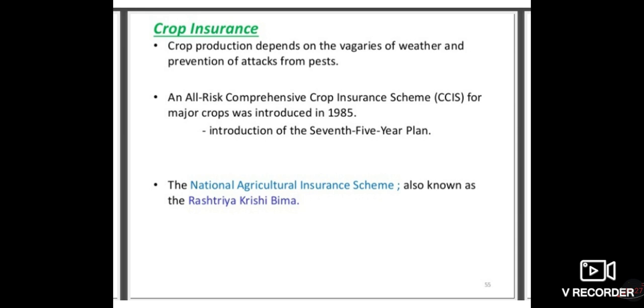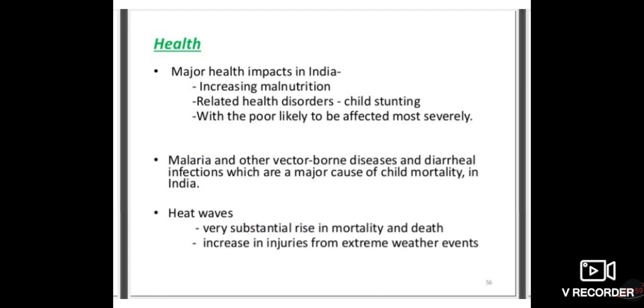Then the government has offered some insurance for the farmers. One of the main things is the all-risk comprehensive crop insurance scheme for the major crops, introduced in 1985 under the 7th five-year plan. And another one is the National Agricultural Insurance Scheme. Nowadays it is known as Rashtriya Krishi Bima. This scheme provides insurance for the farmers.